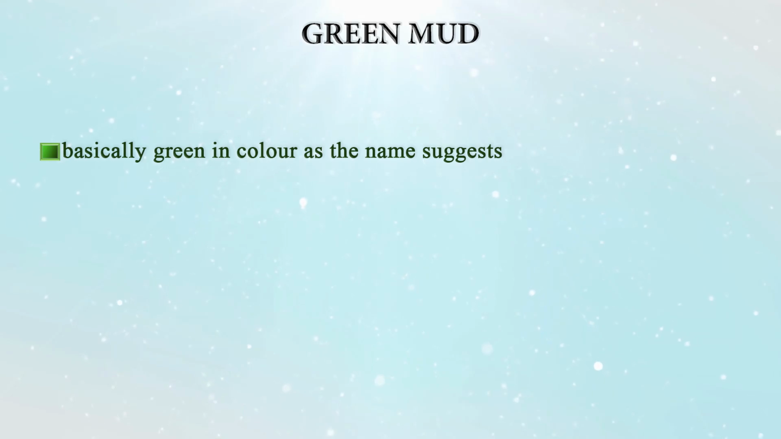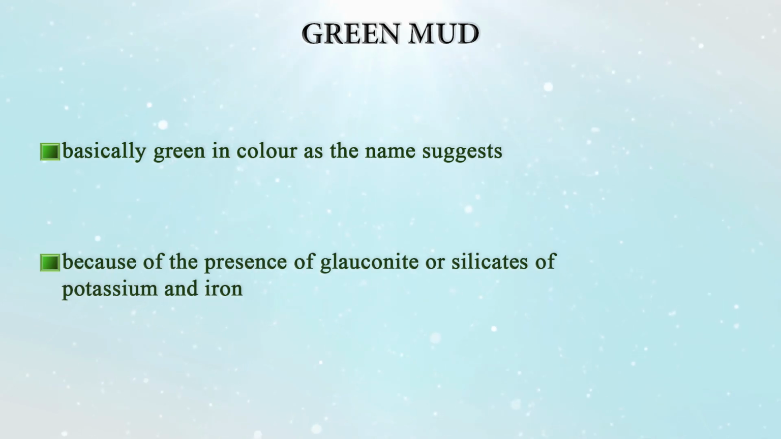Now what is green mud? This is also green in color, so the name is given green mud, and it is because of the presence of glauconite, or silicates of potassium and iron, which is found in them.